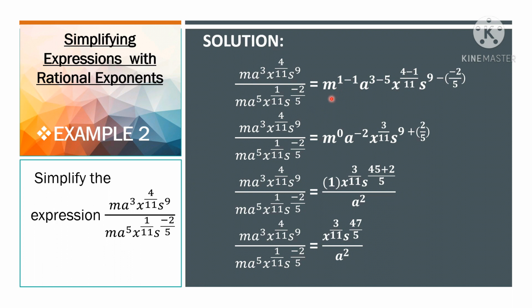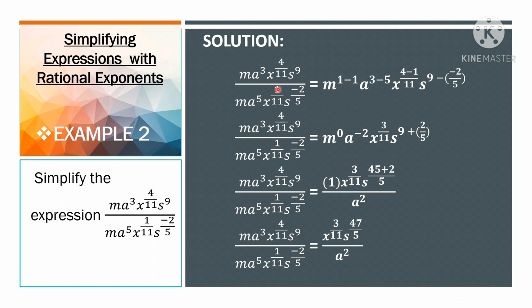So, dito, meron tayong 4 na variables. We have m, a, x, and s. 4 na bases po. Si m, a, x, and s. Ngayon, isusubtract po natin ang kanilang bawat exponents po na meron sila. So, for m, since walang nakalagay dyan sa taas, understood na po na 1 yan. Kaya meron tayo dito 1 minus 1.